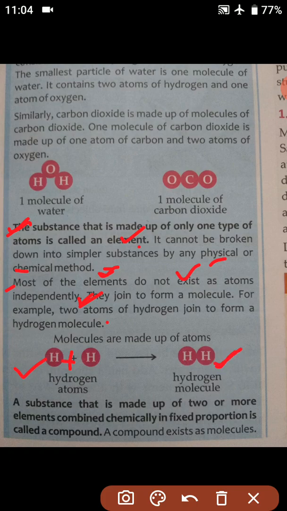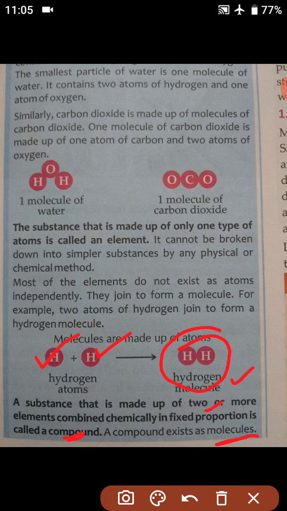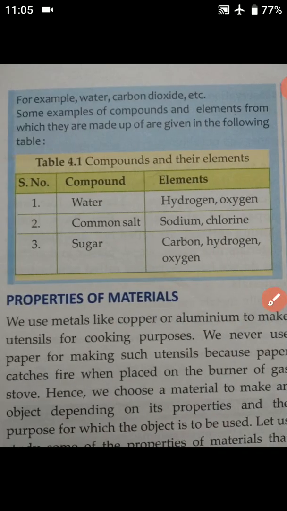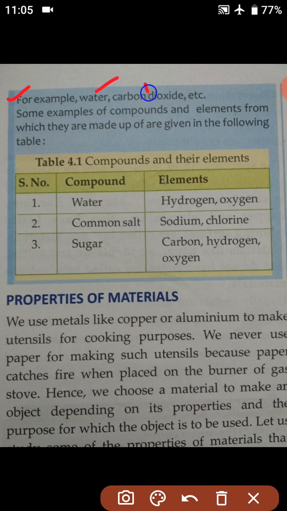A substance that is made up of two or more elements combined chemically in fixed proportion is called a compound. So students, what is a compound? It is a substance made up of two or more elements combined together chemically in fixed proportion. A compound exists as a molecule. For example, water, carbon dioxide, etc. are compounds.